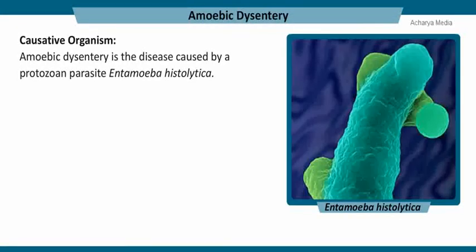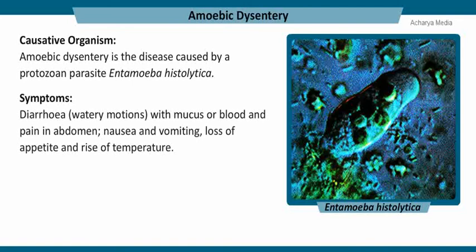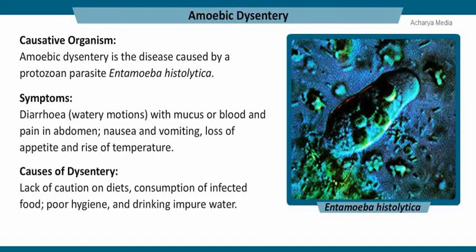Amoebic dysentery. Amoebic dysentery is the disease caused by a protozoan parasite, Entamoeba histolytica. Symptoms of this disease include diarrhea with mucus or blood and pain in the abdomen. It may also be associated with nausea and vomiting, loss of appetite, and rise of temperature. Lack of caution on diets, consumption of infected food, poor hygiene, drinking impure water are some of the causative reasons for dysentery.